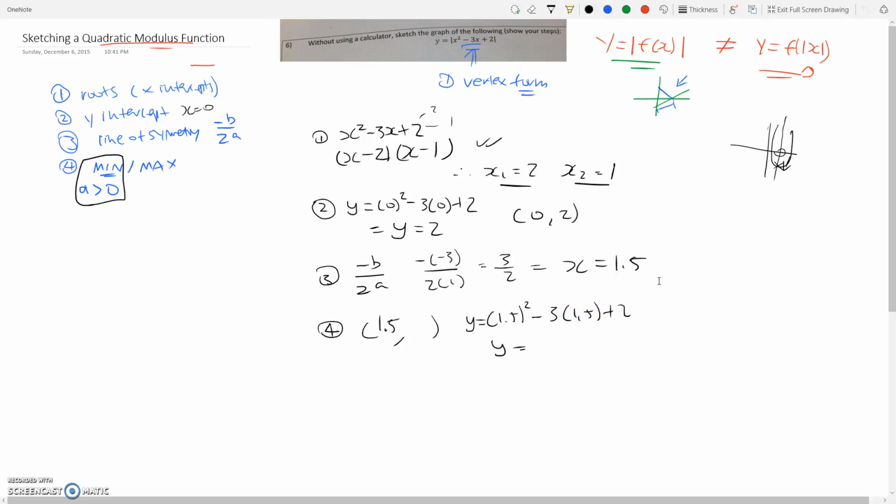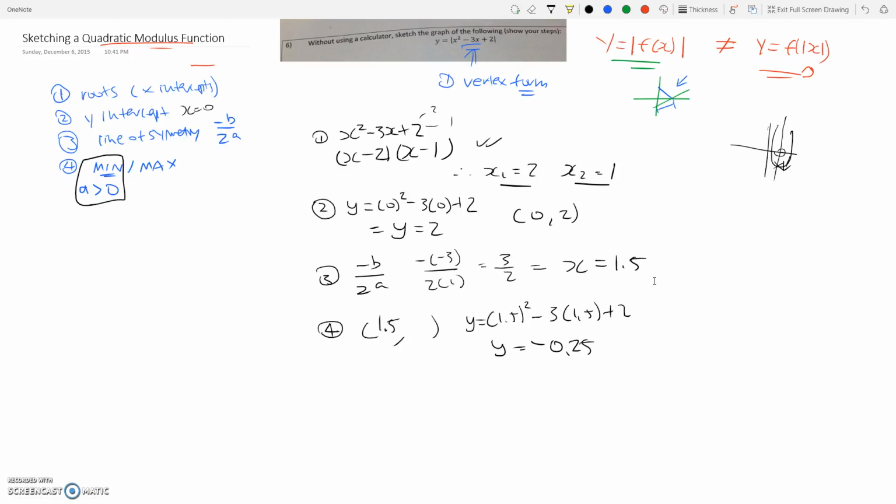2.25 minus 4.5 plus 2, that would give you minus 0.25. So minus 0.25. So those are your minimum points. So that's basically all you need. You already have everything right here. So you can set out your graph. Remember, this is just an equation of y equals f of x, which is x squared minus 3x plus 2, not including any modulus.